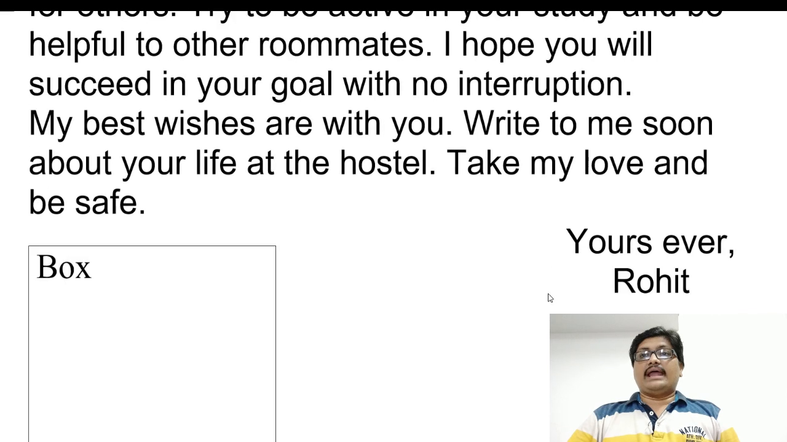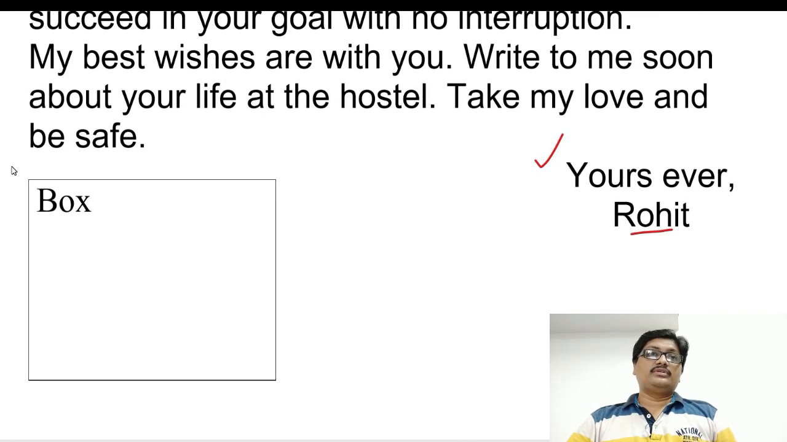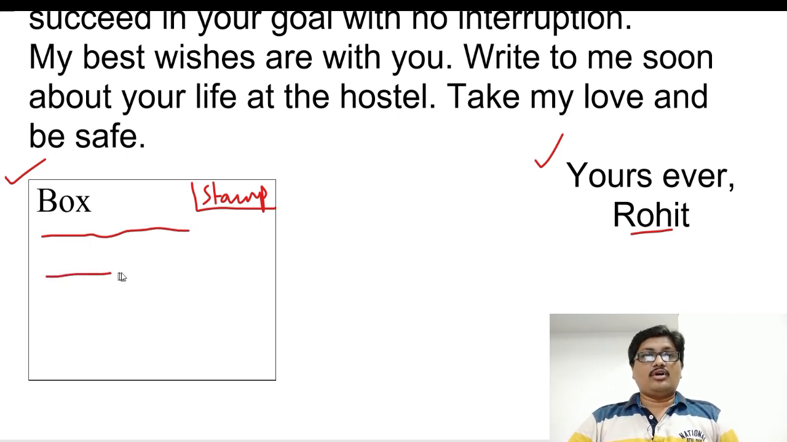So at last you have to write your name, only the first name, okay? And you have to draw a box over here, and in that box you have to write Stamp, okay? Stamp and the name of your brother, okay? The address of the hostel where the letter would be delivered, okay?